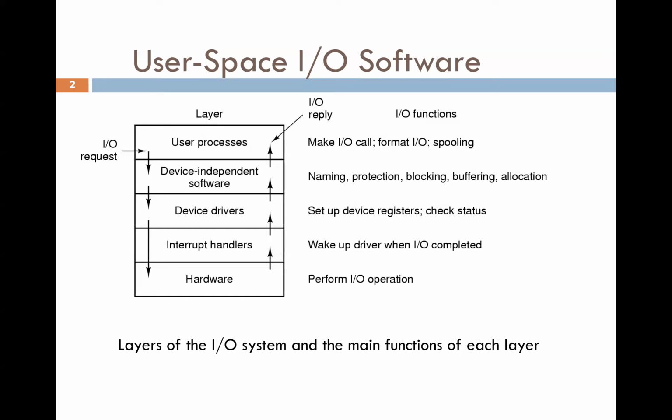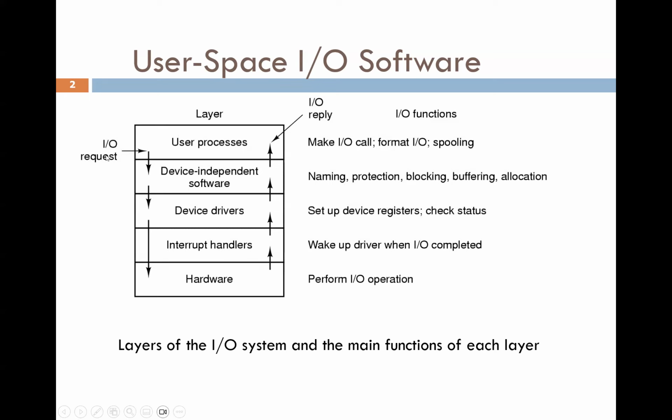Here you can see the layers of the IO system and the main functions of each layer. There are 5 layers. The layers of the IO system and the main functions of each layer are written over there. So we will start here.